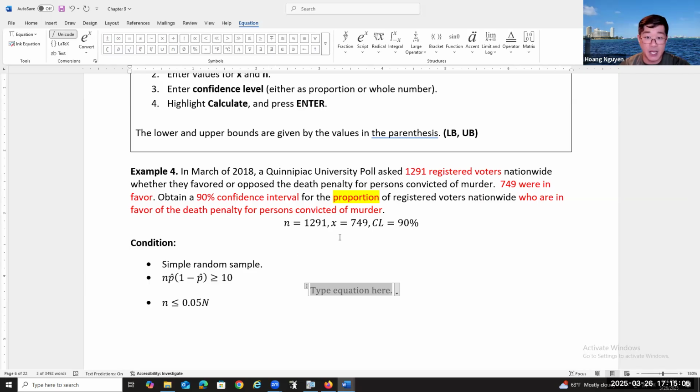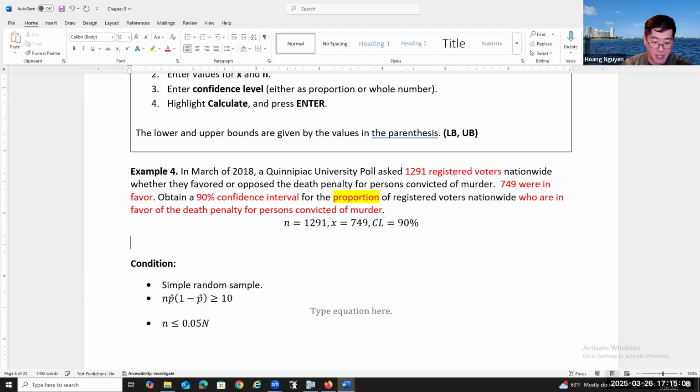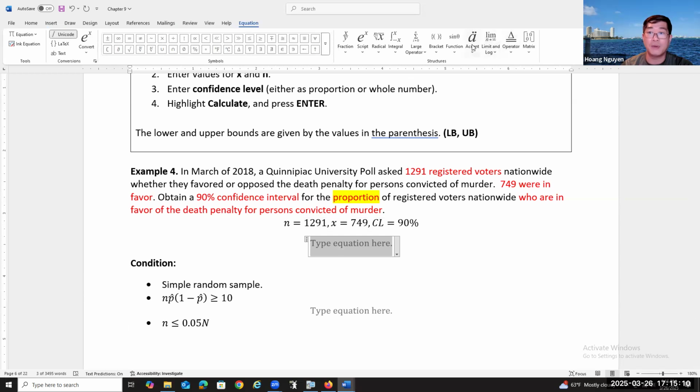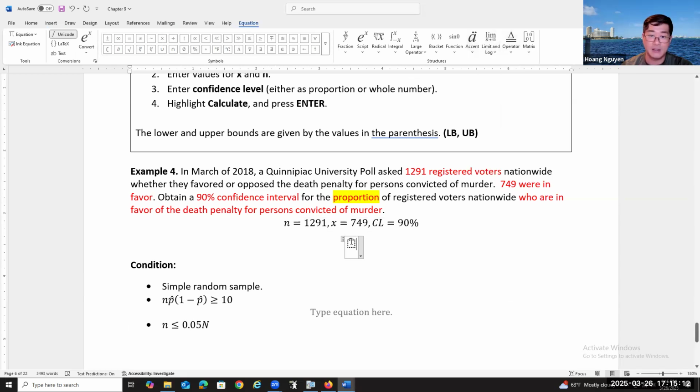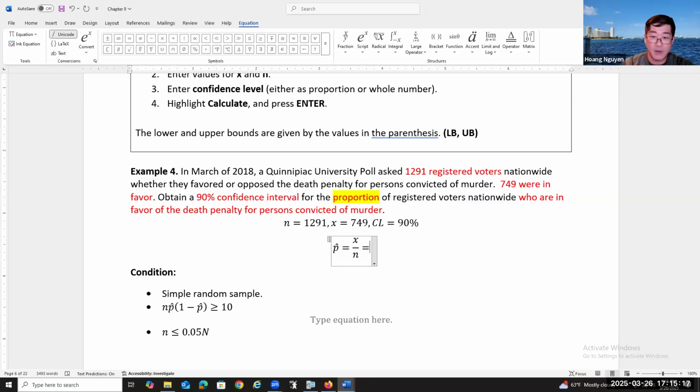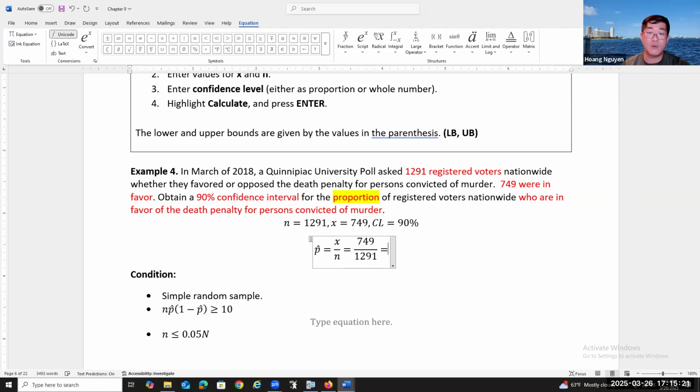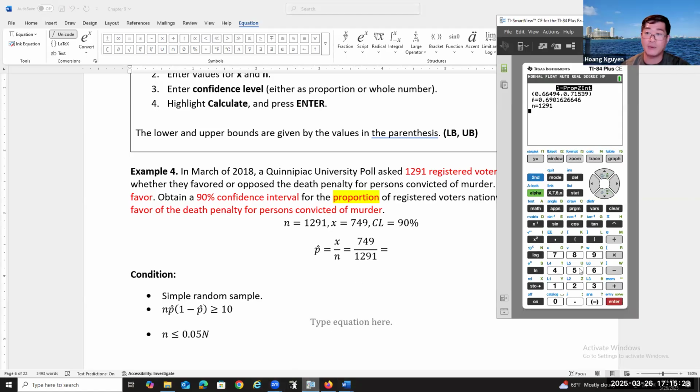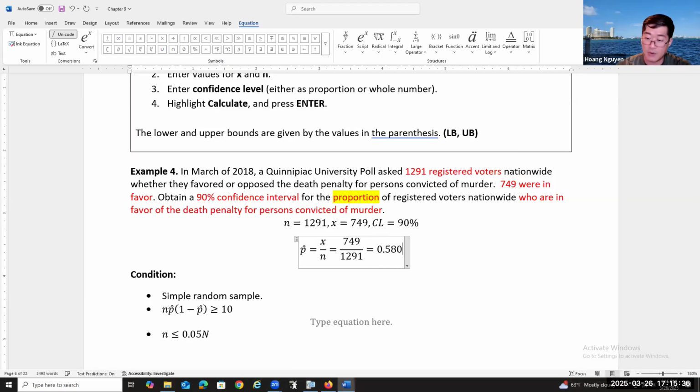Now, can we check this condition? Before we can check this condition, you need to calculate p hat. So p hat equals x over n. X equals 749, divided by 1291. Let's see what the answer is using the calculator. So 749 divided by 1291 is 0.5802.